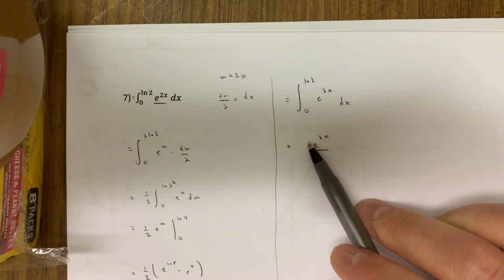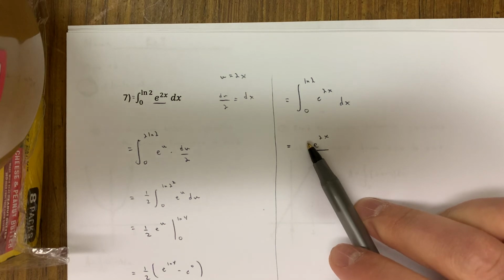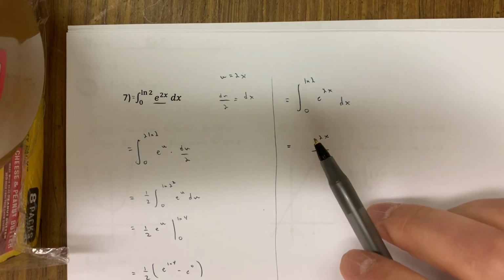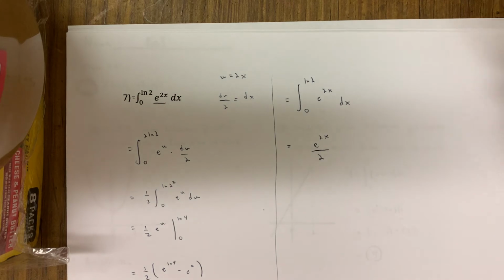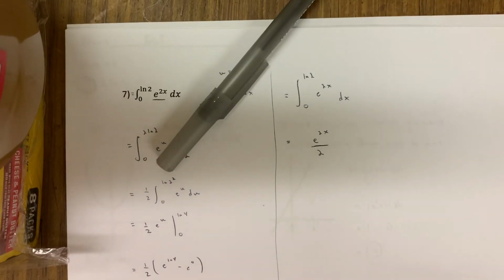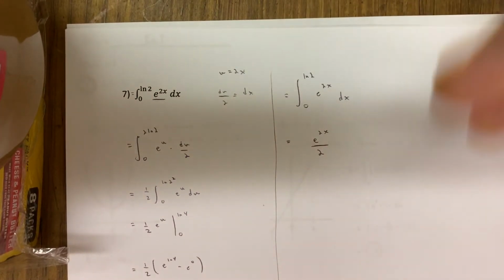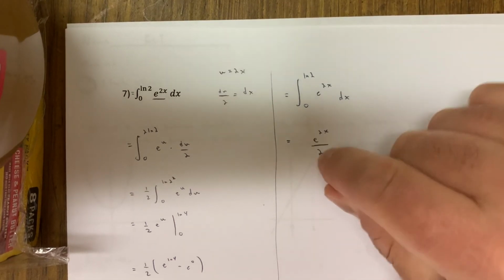Can't tell you how many times they'll have a 2 in front in the multiple choice, or an answer that represents that 2 in front, and people will get that wrong because they multiply by the derivative of the inside. It's integration. It's the opposite of differentiation. Do not multiply by the derivative of the inside. Divide by the derivative of the inside.